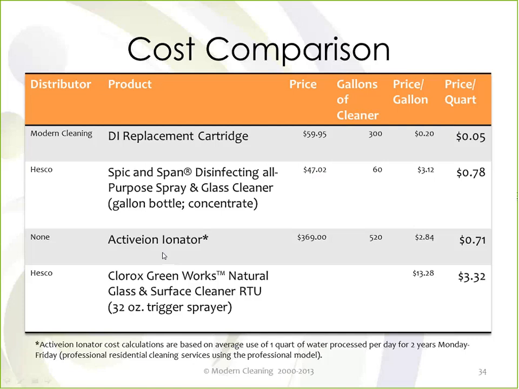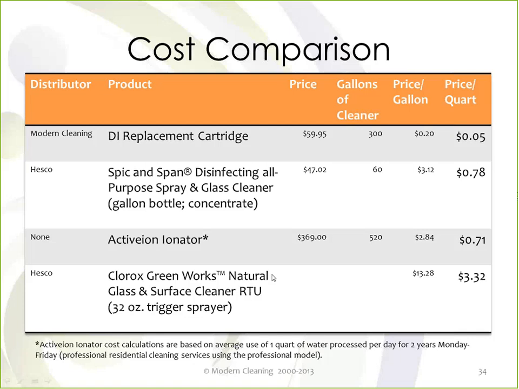Just for comparison purposes, we looked at the Active Ion, and the price for that was $369, and it came with a 2-year warranty. So we're assuming you used it for the full 2 years, 5 days a week, using a quart a day, that would translate down to about 71 cents a quart. So the DI water is still quite a bit less, almost 1/15 as much as the Active Ion would be.